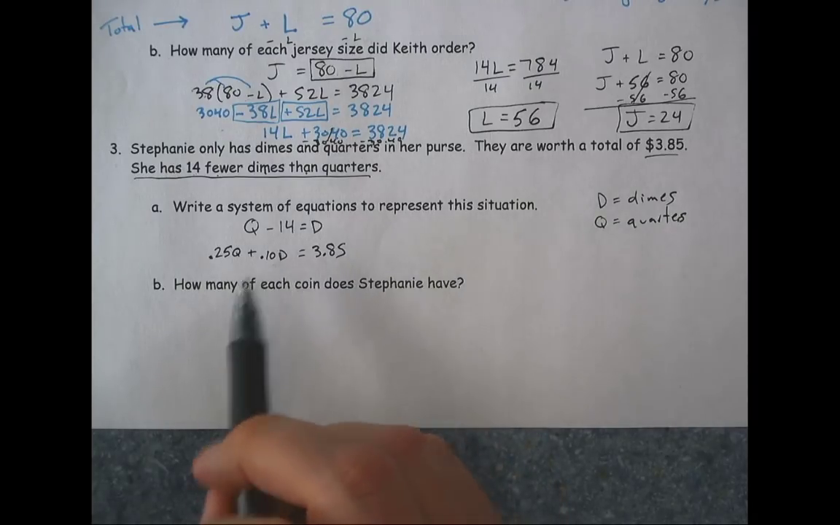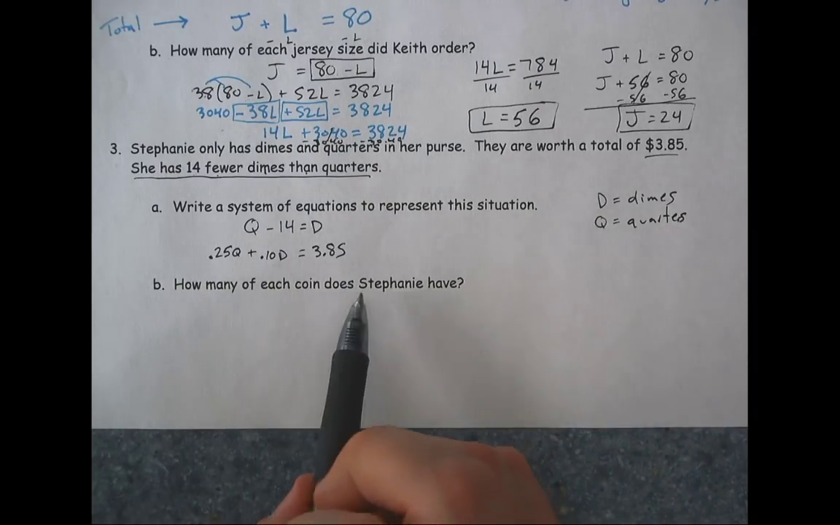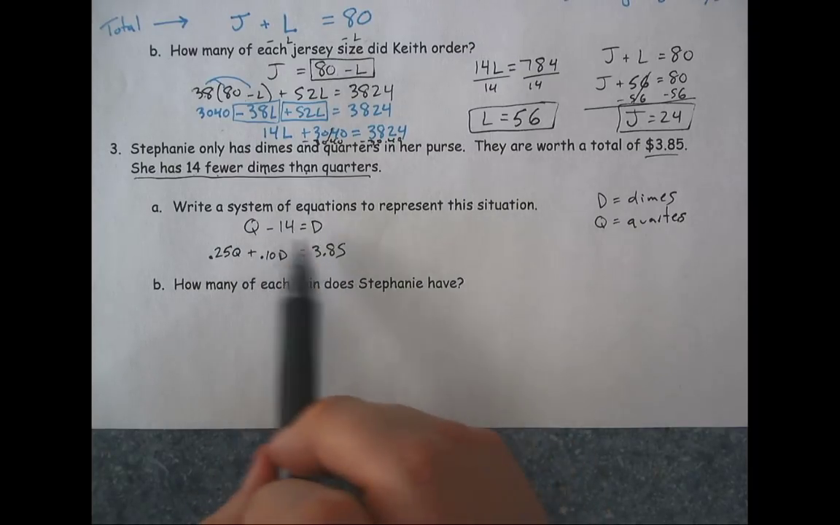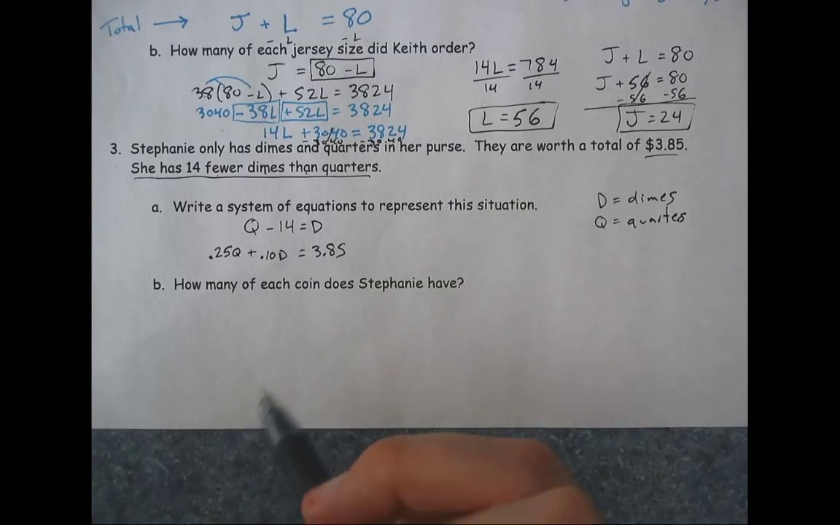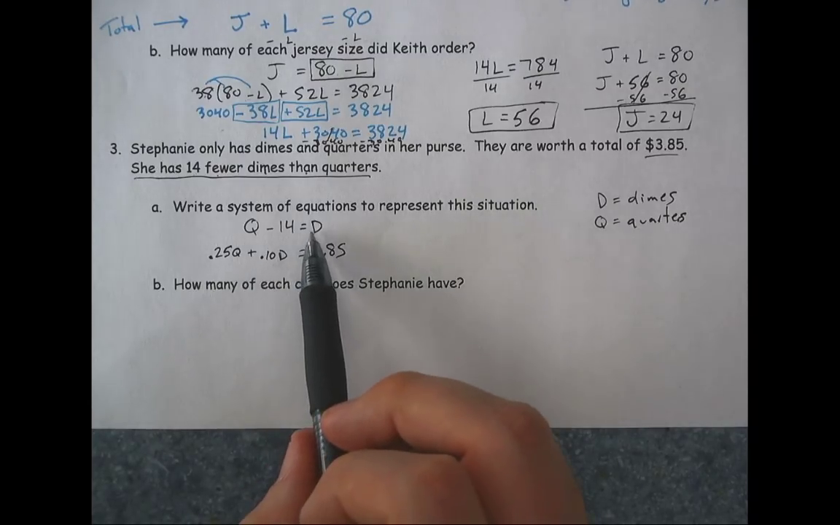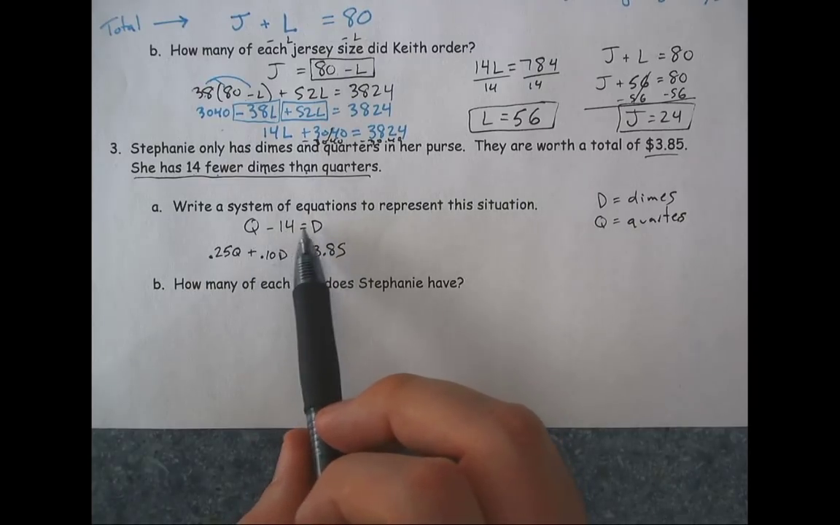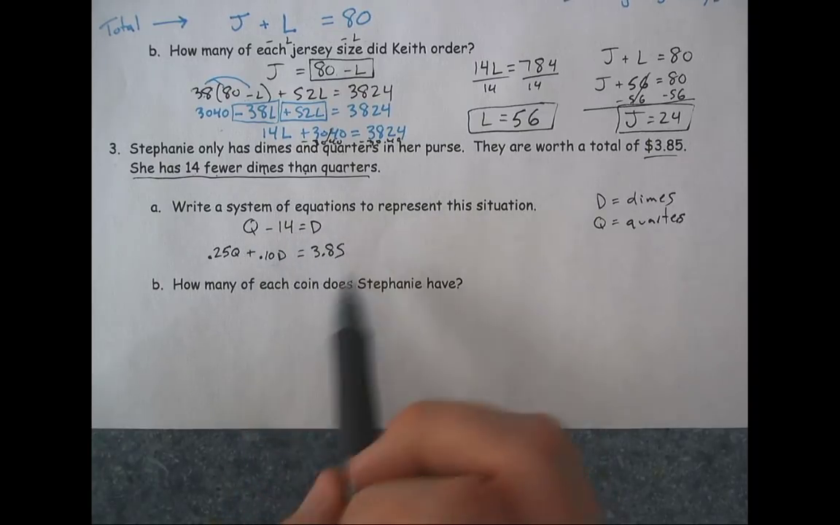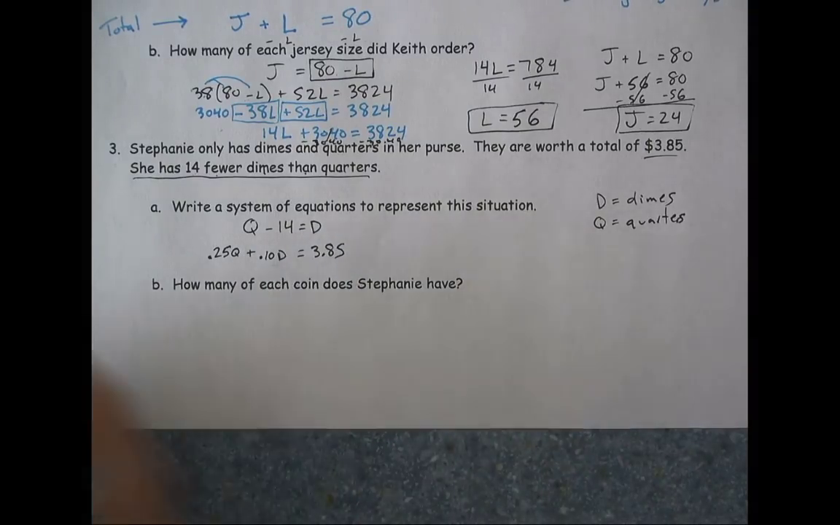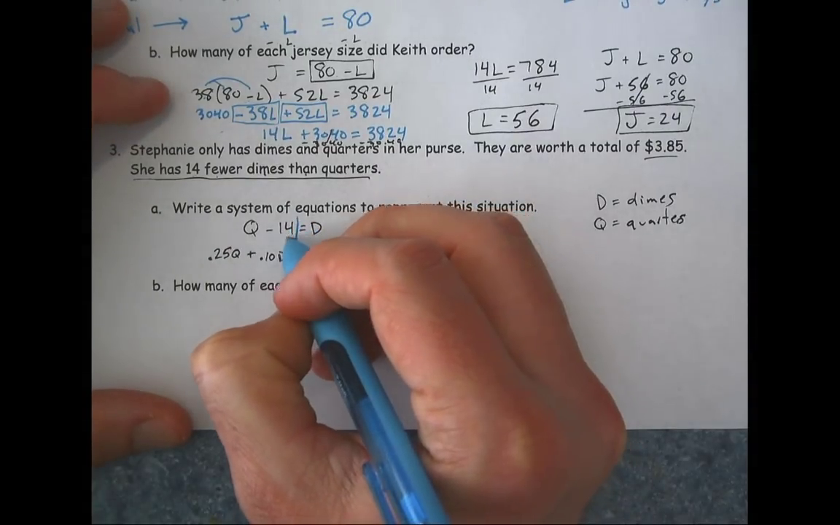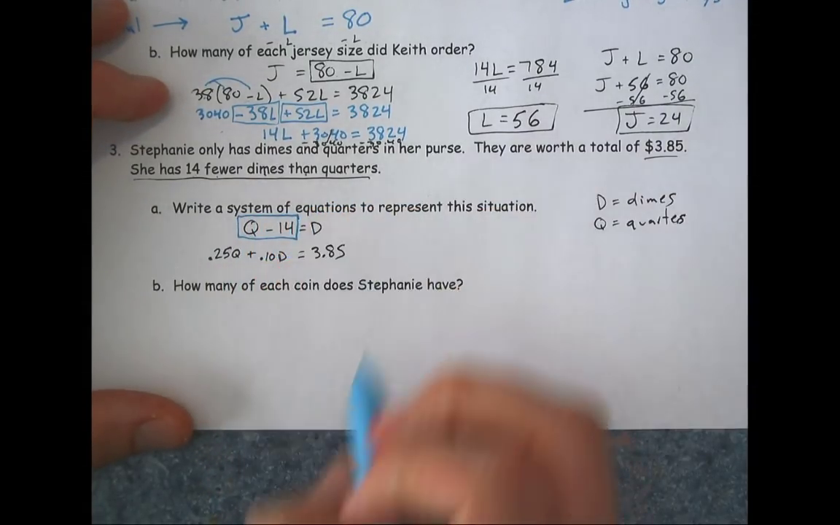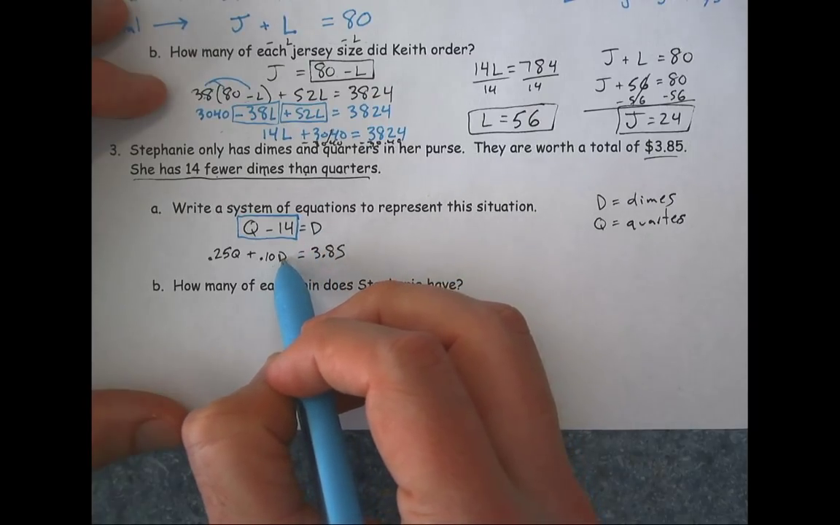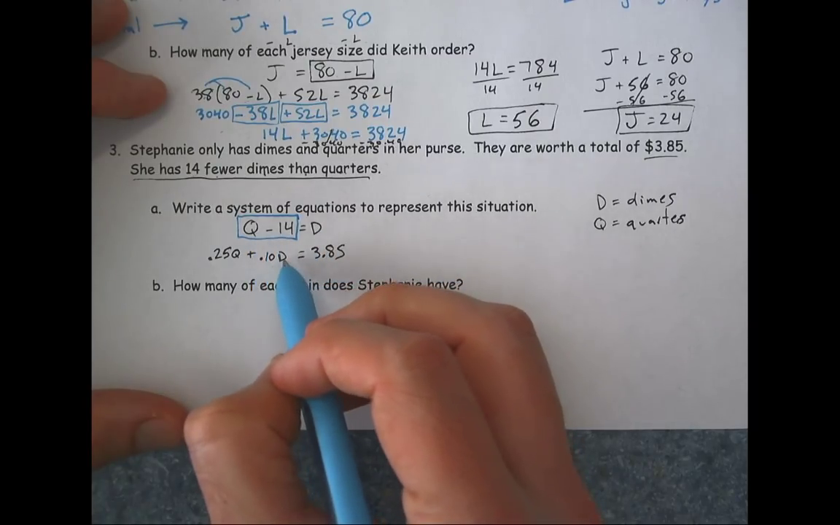Now that I'm here, that's my system. I want to know how many of each coin she's got. So now I'm going to go ahead and examine my 2 equations and try and think about what's the best way to do this. Since this one is already isolated, D equals Q minus 14, this is a perfect situation to once again use substitution. D is equal to this whole thing. So I can come to the other equation and substitute directly in for D. Q minus 14 goes right in there.